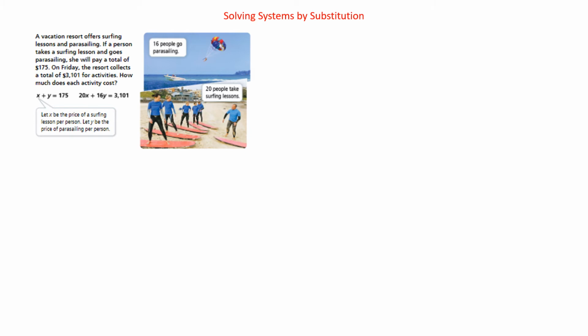So we need to give them names. Here, it actually gives us names for it. It says let X be the price of surfing and Y be the price of parasailing per person. You could have used S and P. I tend to avoid S's just because they look a lot like 5s, but you could do that. You could call it whatever you want.